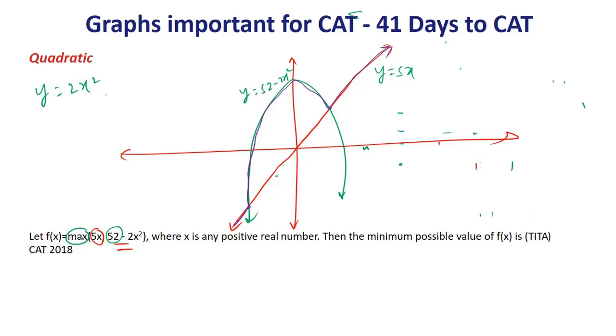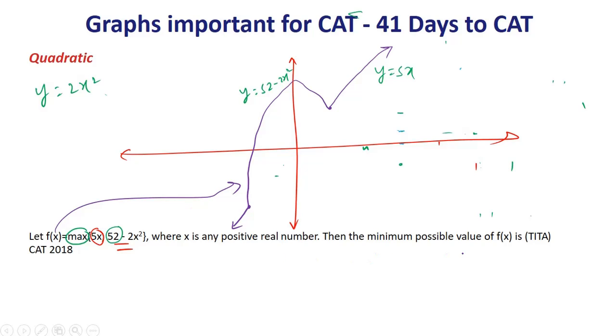So f(x) is the maxima of both. How do you obtain it? Quite simply, just remove everything and all you will have is the graph of f(x). See, this is the graph of f(x). I have drawn it here. I hope this is clear to you.